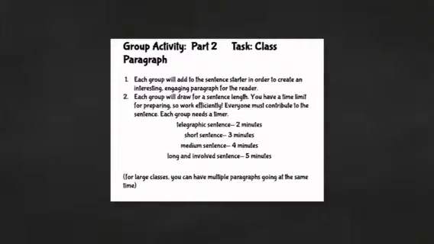Part 2 kind of ups the ante a little bit. It has the kids making a class paragraph all together. They're still in their groups. In fact, each group has drawn for a type of sentence to create. They have certain time limits. They each have their own timers. And then they are asked to draft a sentence that we can put up on the board into a paragraph.